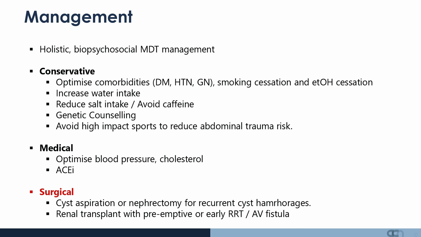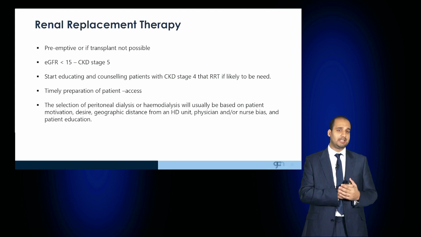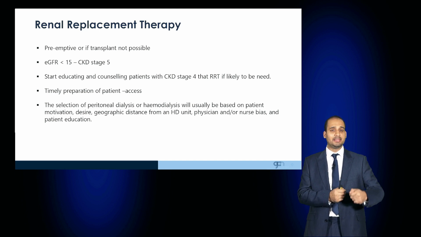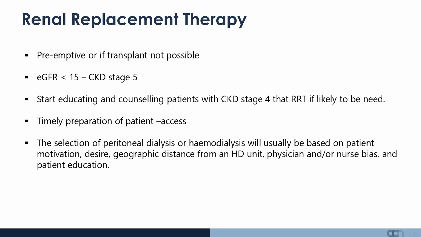Patients who have a renal transplant do not necessarily have the polycystic kidneys removed. Before they have their surgery, they may have renal replacement therapy when the GFR drops to less than 15 mL per minute, and they will undergo a process of education and counselling, and the selection of peritoneal dialysis or haemodialysis is based on the patient's motivation, desire, as well as the availability of the resources.